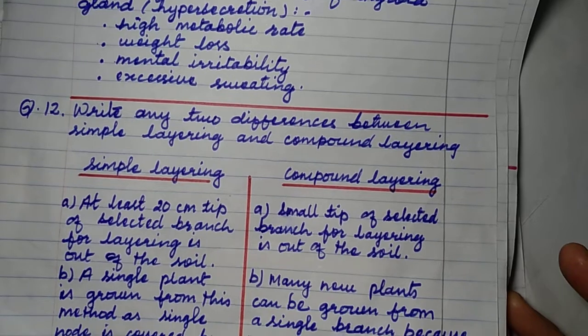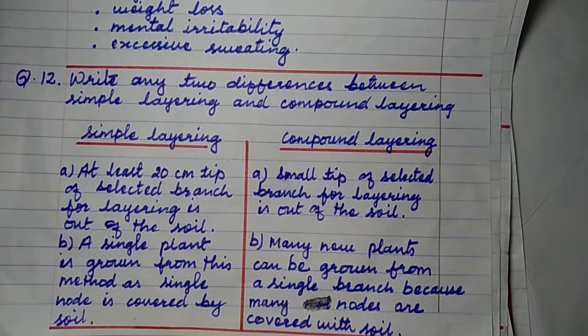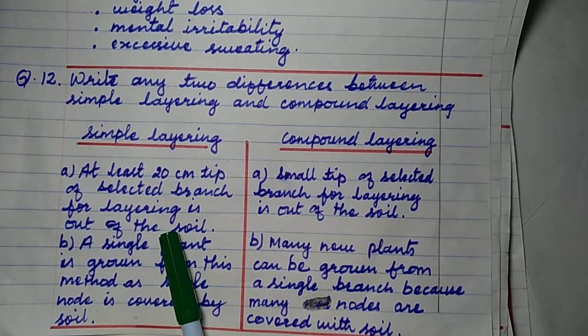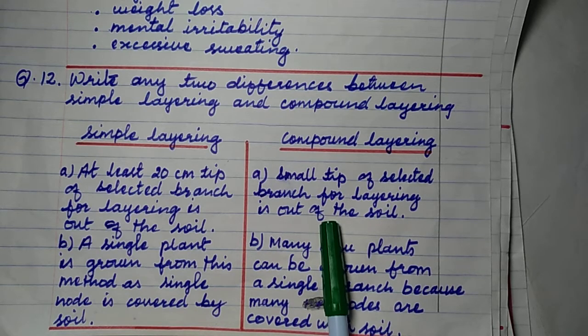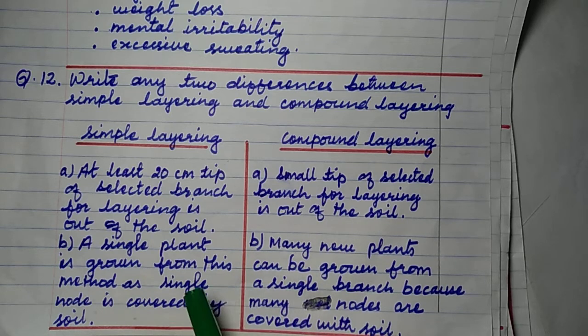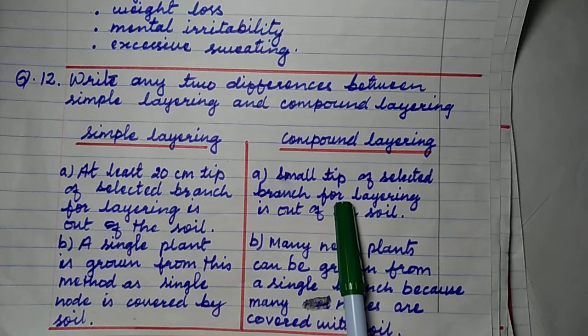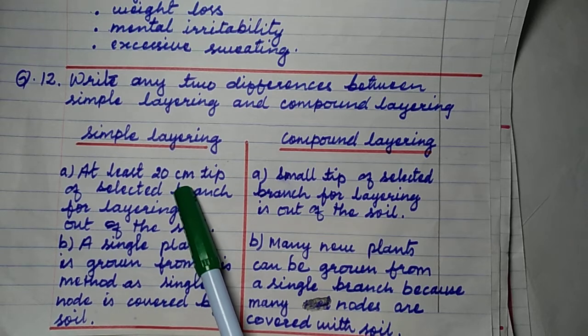Question number 12. Write any two differences between simple layering and compound layering. Simple layering: at least 20 centimeter tip of selected branch for layering is kept out of the soil. So minimum 20 centimeter should be out of the soil. Whereas in compound layering, very small tip of selected branch for layering is out of the soil. Only small tip is kept out of the soil. That means it is smaller than in simple layering, smaller than 20 centimeter.